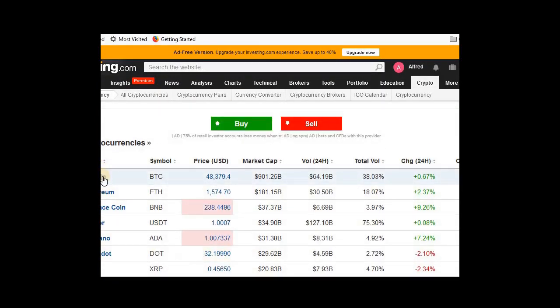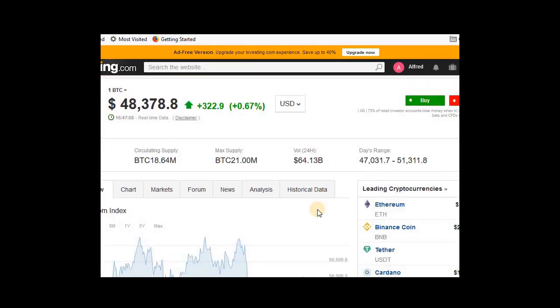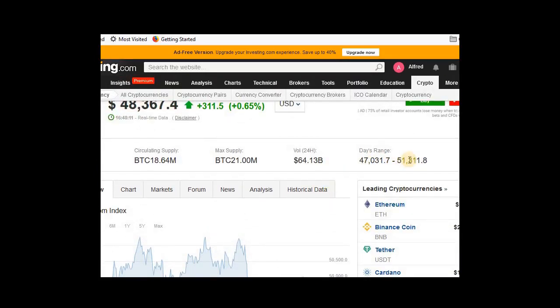And let's go over here to investing. This is investing.com/crypto. That's where they have all these cryptocurrencies. I'm going to go in here to Bitcoin. I love the transparency that's here inside of the crypto space. You can really get a bird's eye view of what's going on. The low of the day is 47,031 and the high is 51,311. And remember, our number was 51,366 for +1.